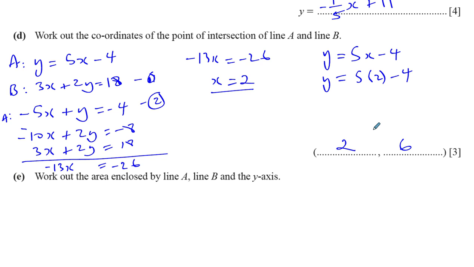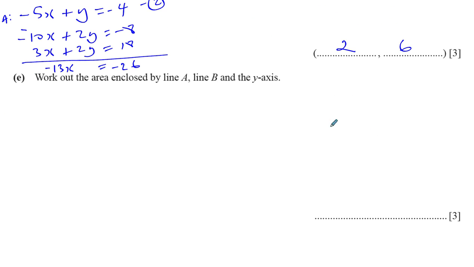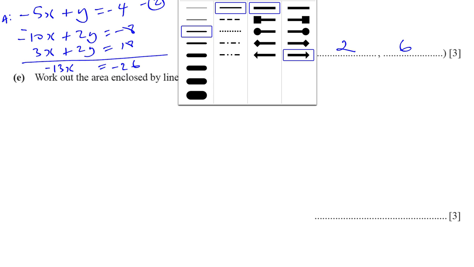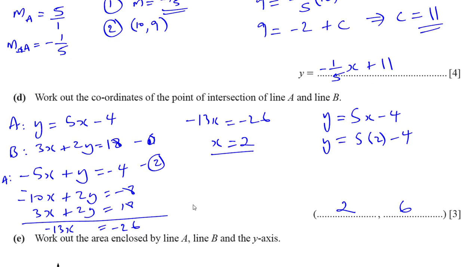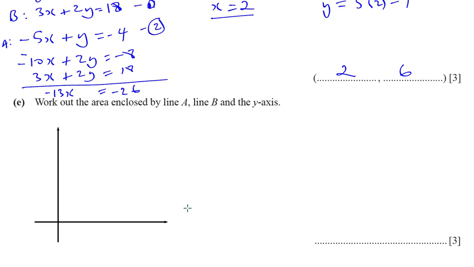Then part E says work out the area enclosed by line A, line B, and the y-axis. Now this is where drawing a sketch is pretty much necessary, otherwise you can't really picture what's going on. So that's what I'm going to do here. I'll draw a sketch, so I'll have my y-axis and my x-axis. Now, line A, the equation is y equals 5x minus 4.